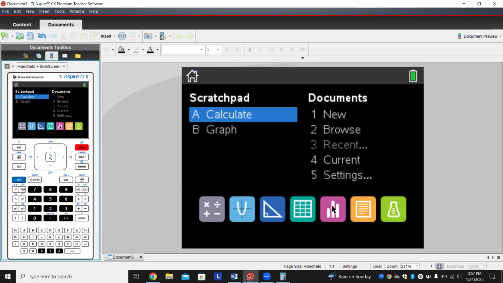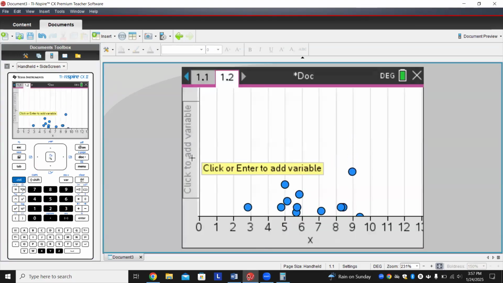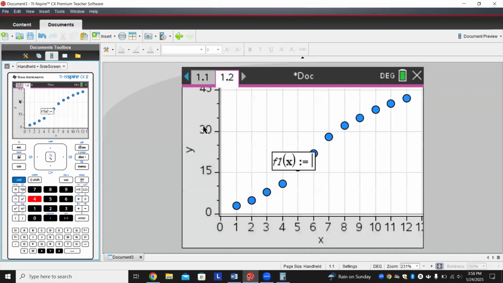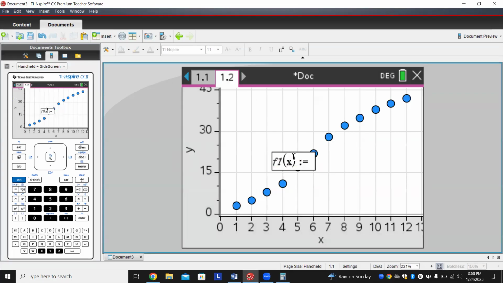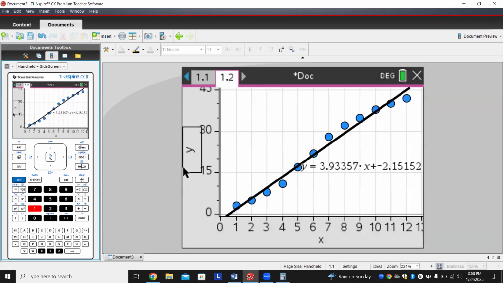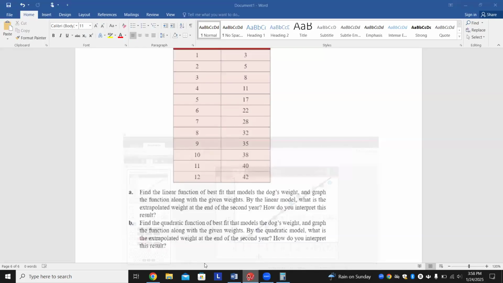So then I go home, I go back to data and statistics, X, Y, and then I'm going to try to do a linear. So that's going to be 4. Oh, well, whatever. So menu, 4, 6, 1. Oh, good, it went away. So there's my information there. I'm going to round to about 2 decimal places. So my Y would equal about 3.93x minus 2.15.